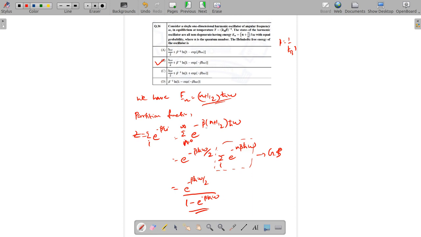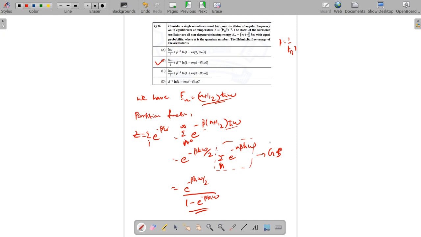So there is an e raised to minus beta. You might have already done this kind of calculation. It's not a very difficult one. The factor beta h cut omega by 2, you pull it out. It does not have any n there, so you can simply pull it out. So then you have the sum over n of e raised to minus n beta h cut omega.